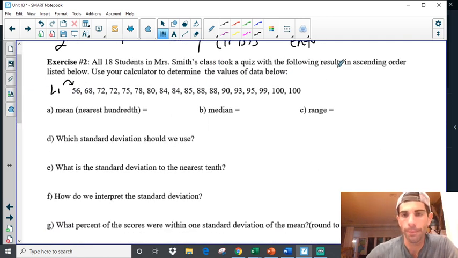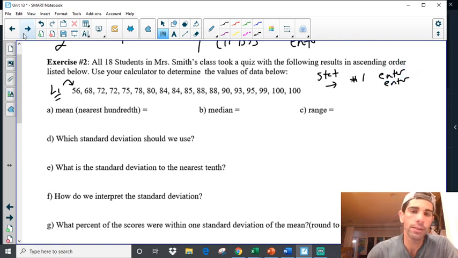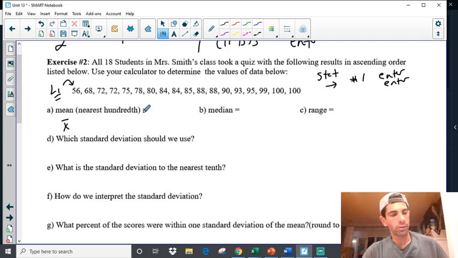All right, good. After you put all of your numbers in L1, by hitting stat, enter, we are now going to do stat, right, number 1, which was calculate, and then hit enter. You might have to hit enter a few times until you see all of the information under 1-Var Stats. So the mean here was, turn the page, 83.72.